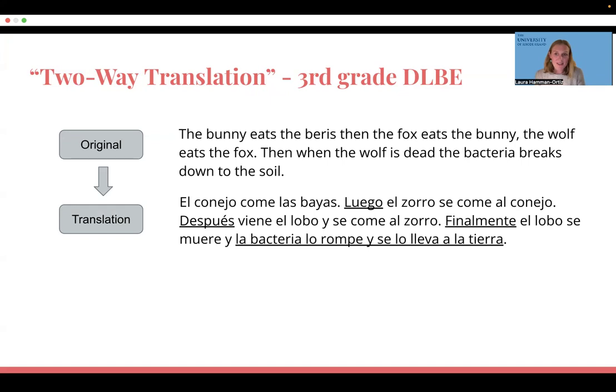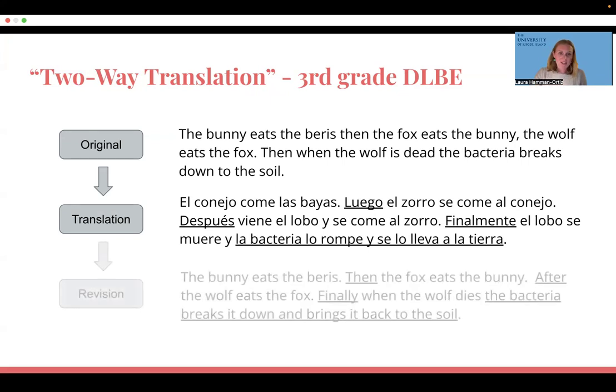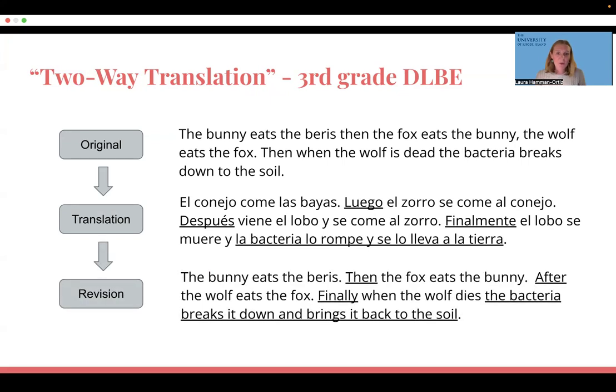The teacher then asked them to go back to their English version and make any revisions that they wanted based on the Spanish version they had created. And you see that they then went back and added in some of those transition words and revised that last sentence to be more complex. And this is the power of leveraging a student's full linguistic repertoire, that they were able to make connections and use more complex language that then supported their English language development.